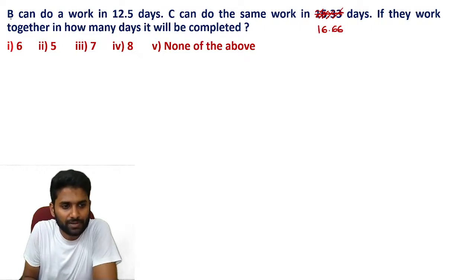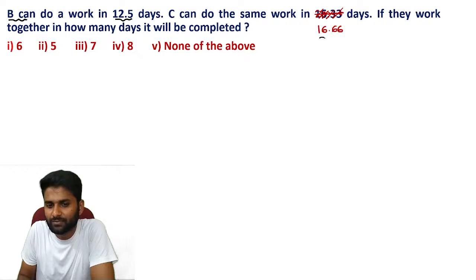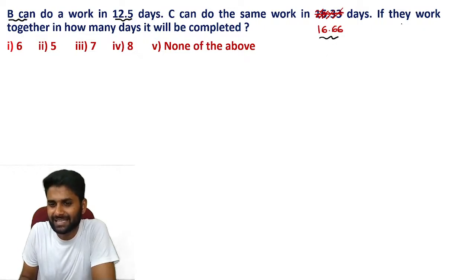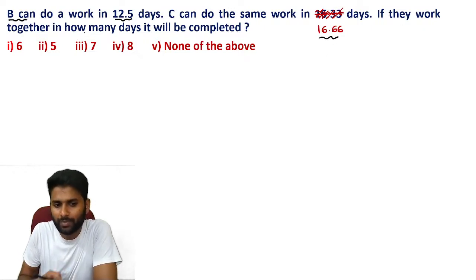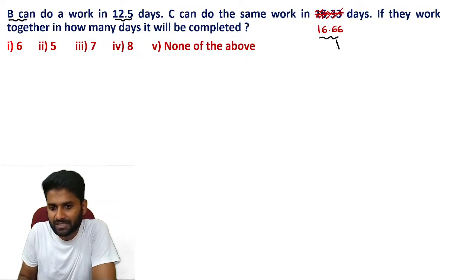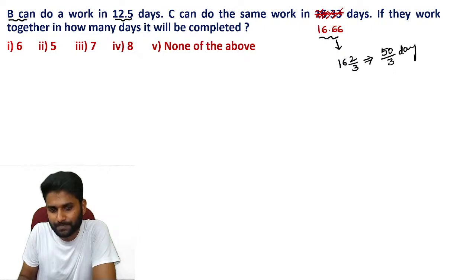Now let's see this question. B can do a work in 12.5 days. C can do the same work in 16.66 days. If they work together, in how many days will it be completed? 16.66 is all about 16 2/3 days. Now 16 times 3 is 48, plus 2 is equal to 50/3 days.